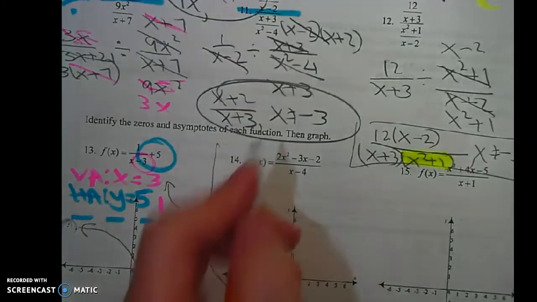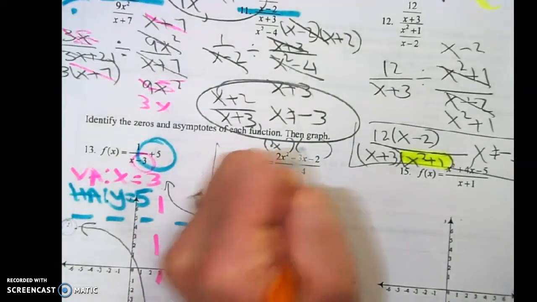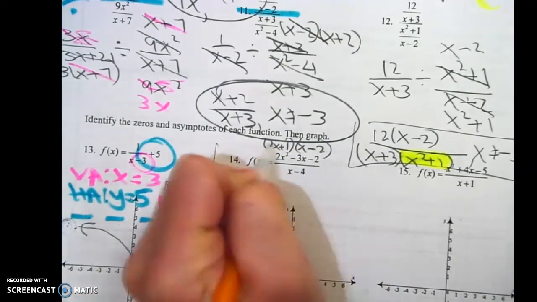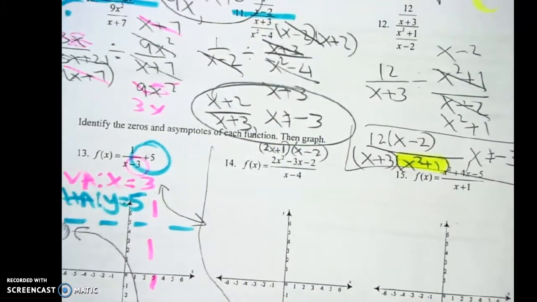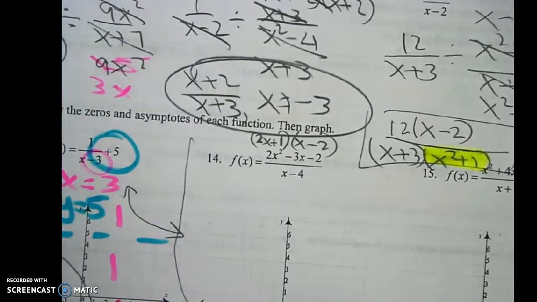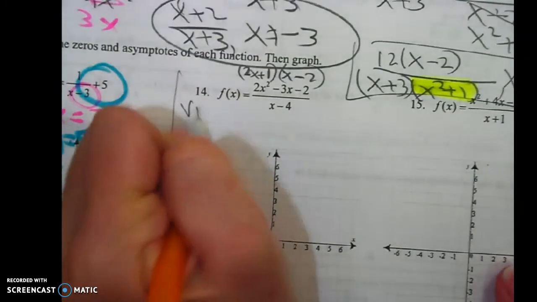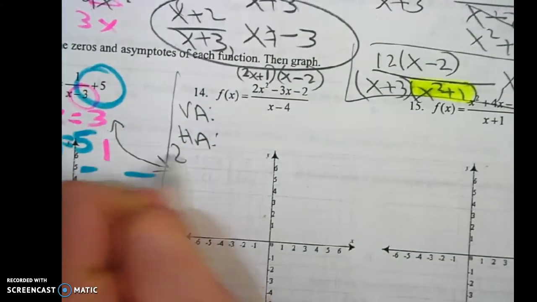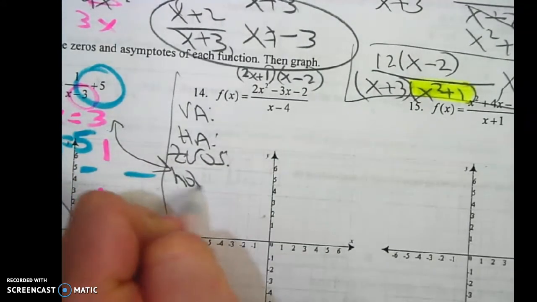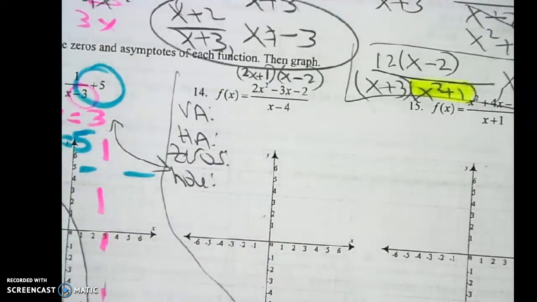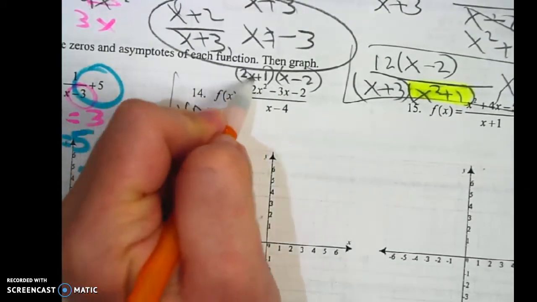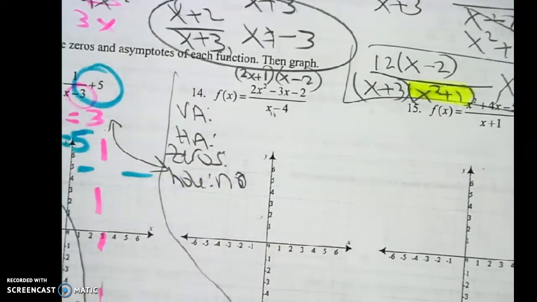So now let's look at number 14. All right, so for number 14, we're going to see if we can factor. And that's minus, and that's plus. So I did some guess and check, and I factored that. Okay, so I need to figure out my VA, my HA, my zeros, and if there's any holes. There's only a hole if there's a repeat. There isn't a hole because this doesn't match that and that doesn't match that. So there are no holes.